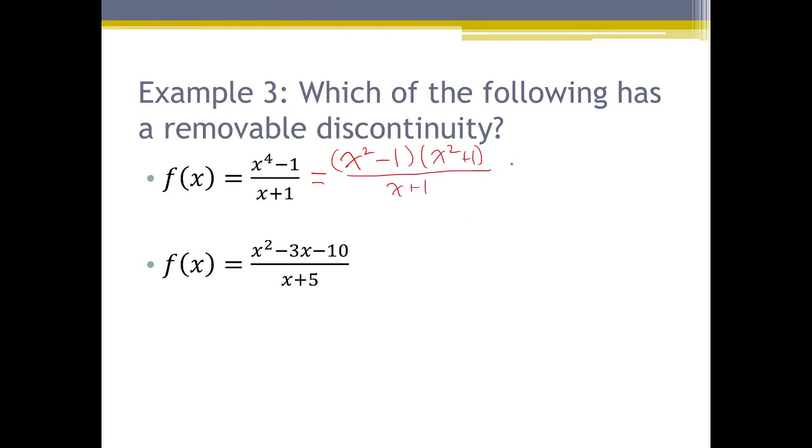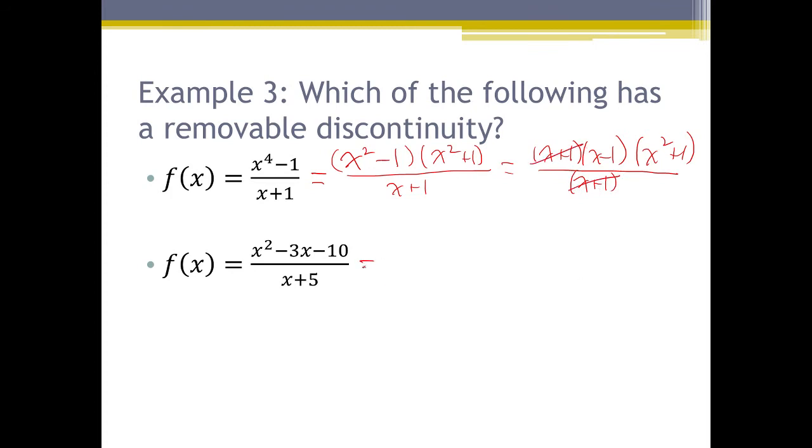We have another difference of squares. This can factor into x plus 1, x minus 1, and we have our x squared plus 1, all over x plus 1. X plus 1 cancels, so this has a removable discontinuity.